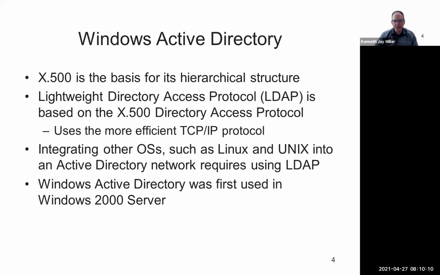So if you drill into a server system, you may find remnants of the X500 protocol embedded into that system, because it's kind of a legacy that allows backwards compatibility with almost any other directory service. All right. Now, integrating other operating systems like Linux and Unix requires using LDAP. So Windows uses Active Directory. Everybody else still uses a version of LDAP. So they have to be there to work together.